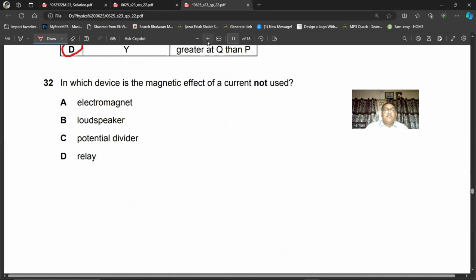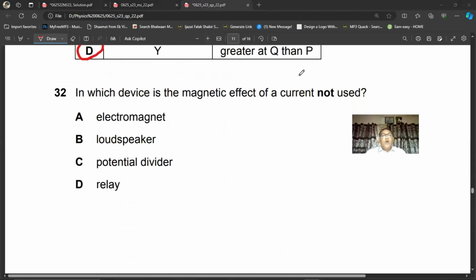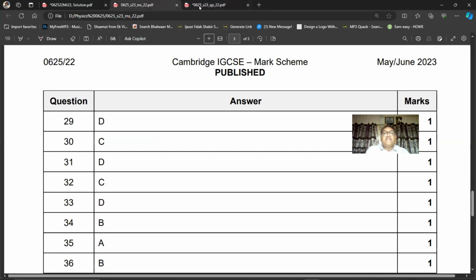Okay, so we have here question number 32. He says, in which device is the magnetic effect of a current not used? Electromagnet, it uses the magnetic effect of the current. Loudspeaker, it uses the magnetic effect of the current. Potential divider, it does not use. Relay, it uses the magnetic effect of the current. So in the potential divider, we do not use the magnetic effect of the current. So question number 32, C is the right answer, sir.